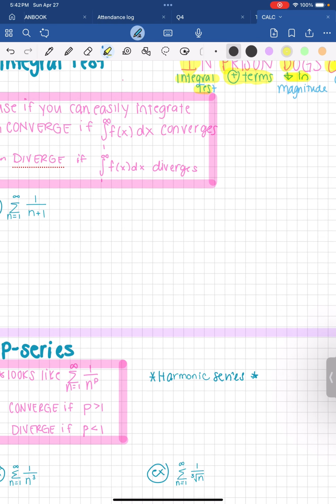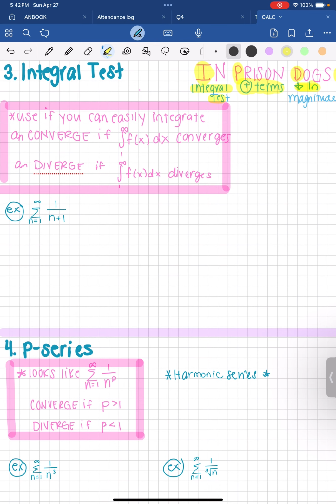And you're going to use it if you can easily integrate, although I probably wouldn't use this very often because it's kind of lengthy. And the series is going to converge if the integral converges, and the series is going to diverge if the integral diverges. So let's go ahead and do that. Here we go. So we're going to integrate from 1 to infinity, 1 over x plus 1 dx.